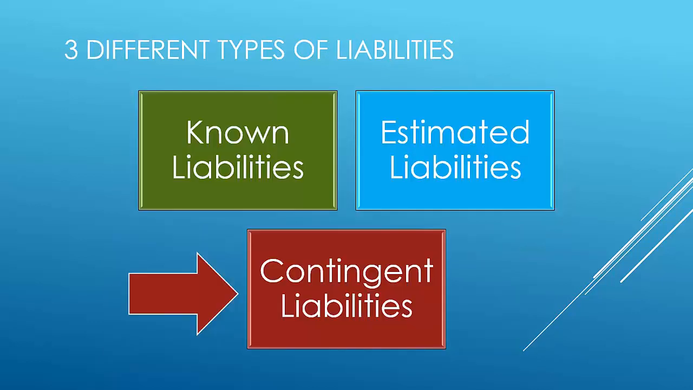Okay, and the third type of liability that we're going to talk about is a contingent liability. And as I mentioned, the name itself kind of gives it away. We don't have this liability documented right away because it's contingent on something happening.